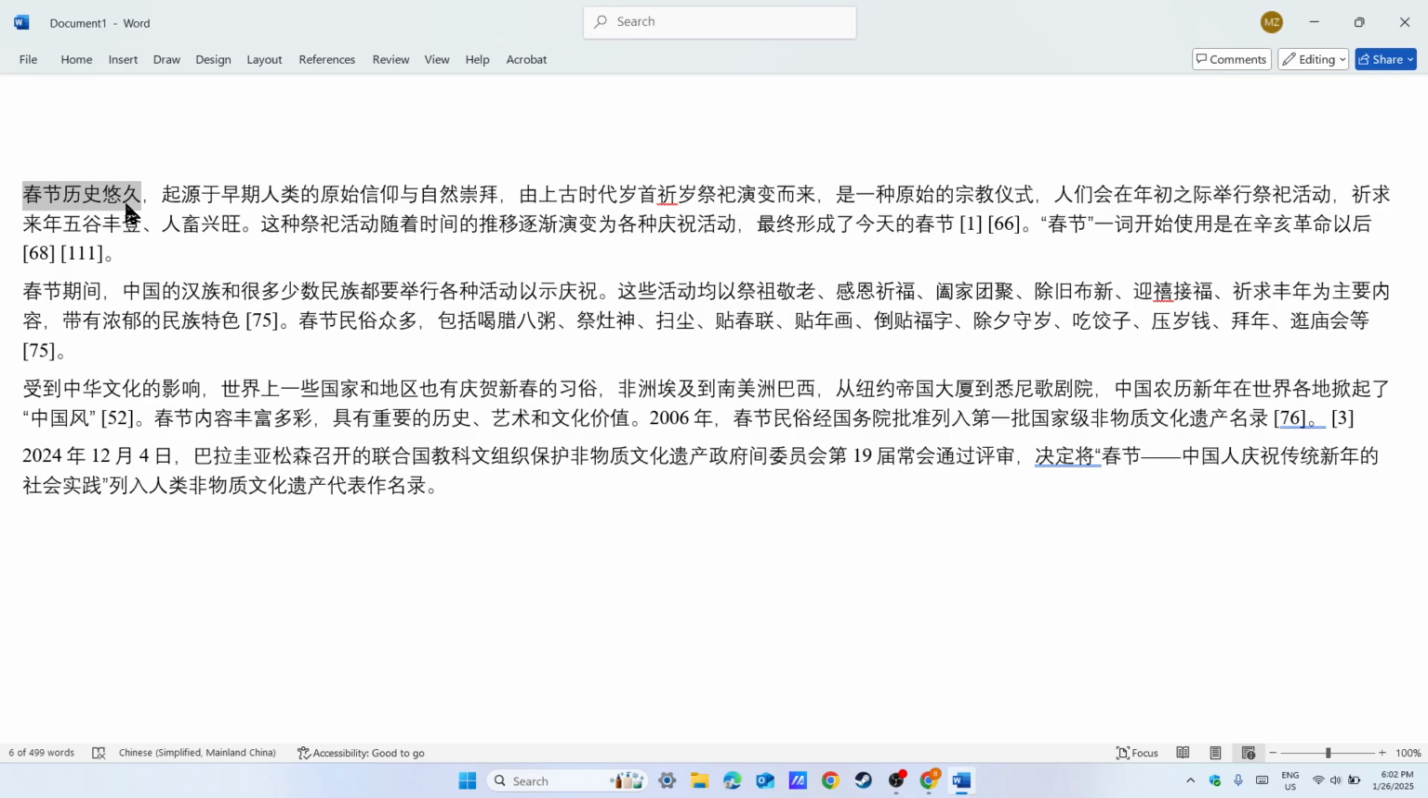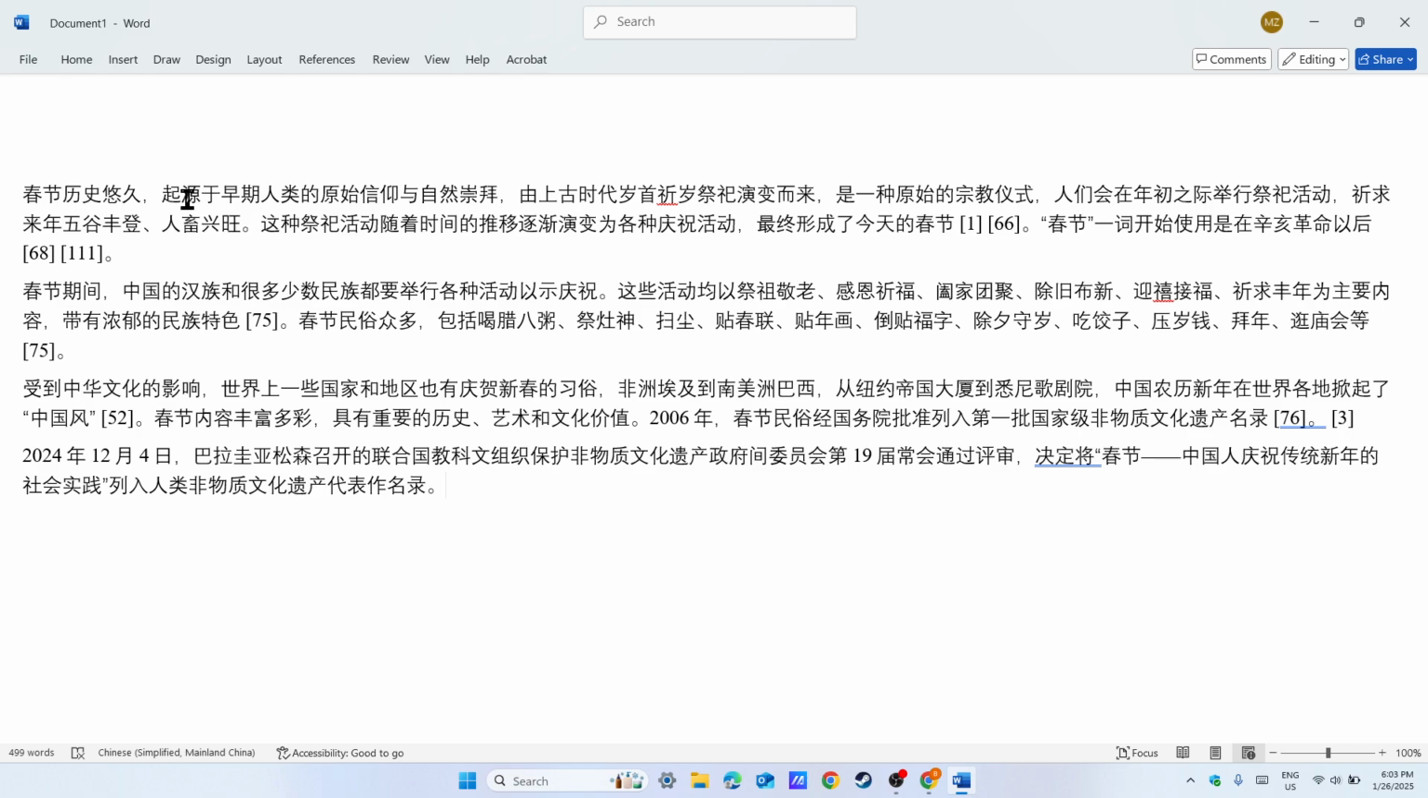Which means the Spring Festival existed long ago. Already long ago, it has already existed, and later we will dig into when it started this tradition of Spring Festival. So what does 悠久 mean? It's long existing. It's lasting a long time. It means 悠久. Okay. Right.